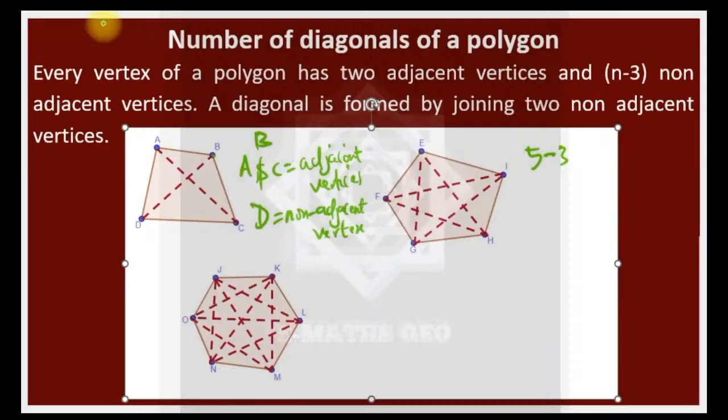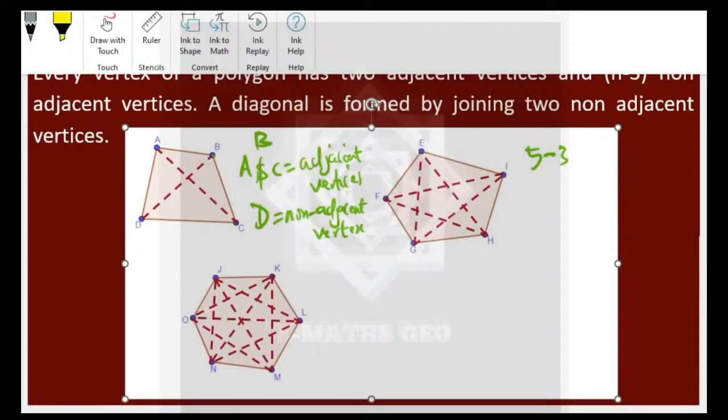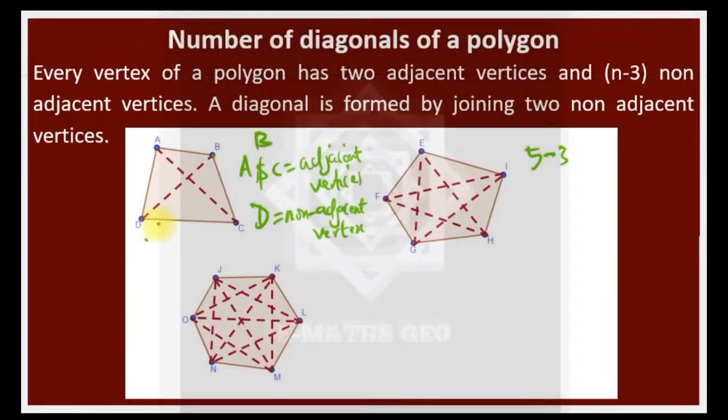So for the first, for this quadrilateral, what do you notice? We have 4 sides and we have 2 diagonals. For this, we have 5 sides. And how many diagonals? We have 1, 2, 3, 4, 5. So we have 5 diagonals.